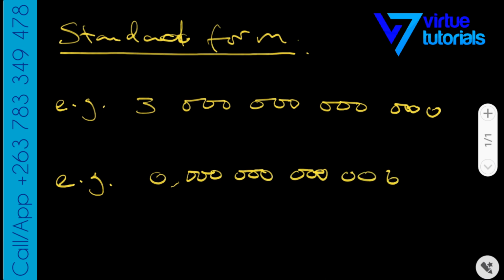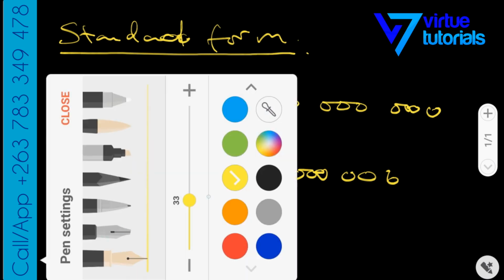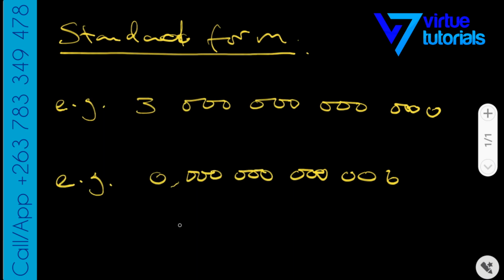0,00000000006, right? So these numbers are very long, and these numbers are difficult to handle, right? For scientists who make calculations with numbers like these, numbers are difficult to handle. So what scientists did, they came up with a scientific notation, which we call standard form.